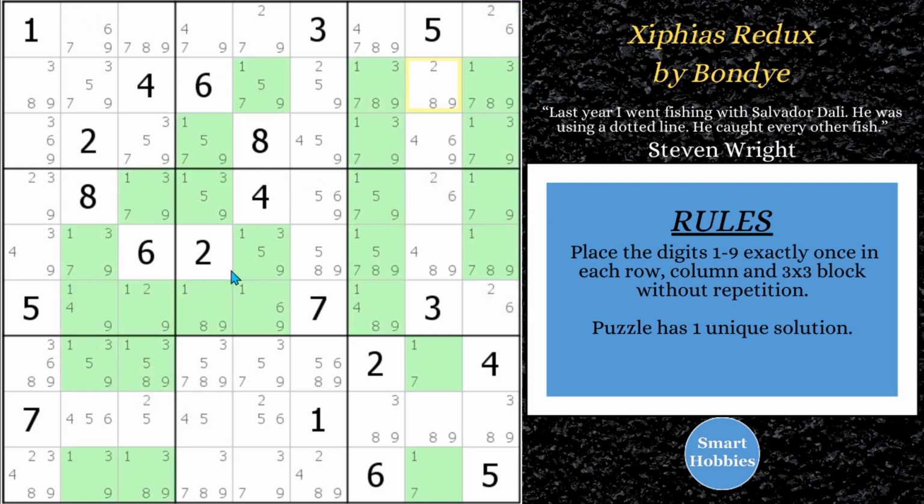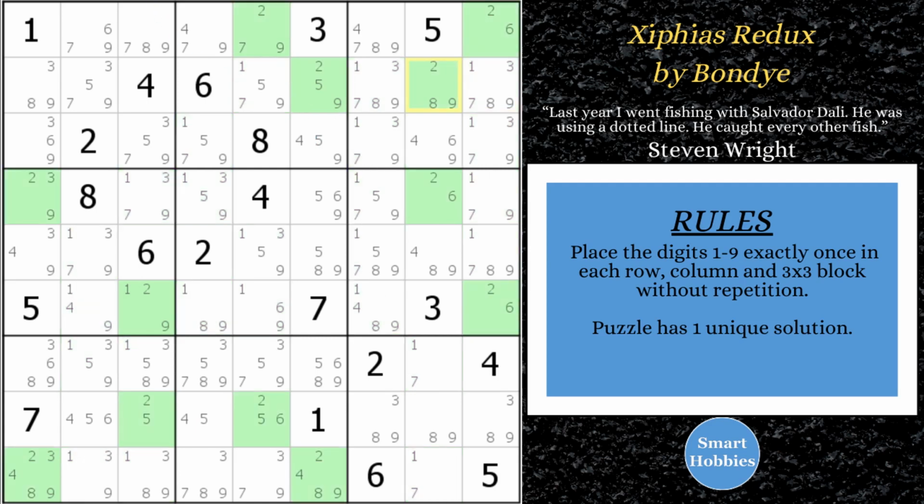Alright, let me go back to the ones, because we did do some eliminations up this way. See if there's something else I can do here. Now, I don't see anything right now if I'm just looking at the ones, and I don't see anything with the twos. I've already done what I thought were the good eliminations, and I'm just kind of staring. Yeah, actually there's a little bit more here.